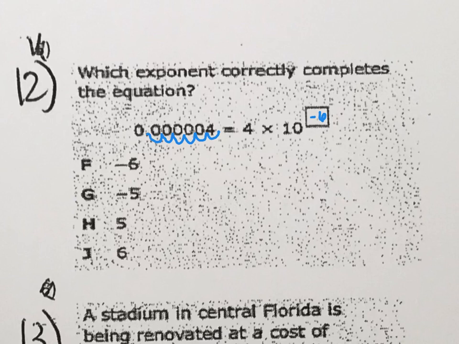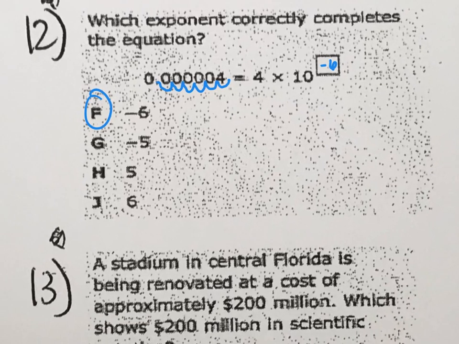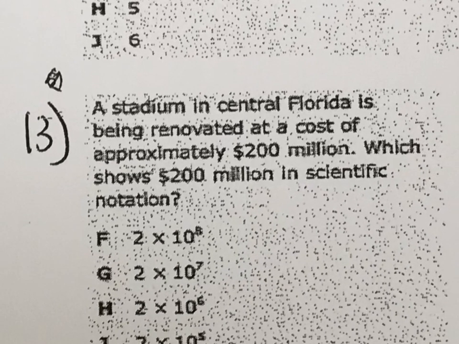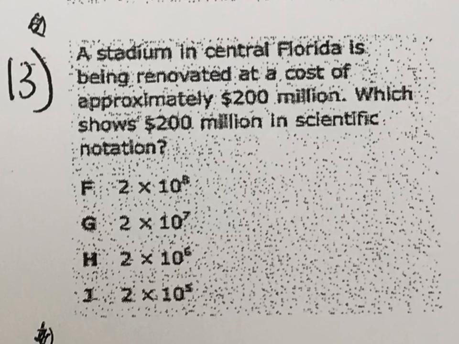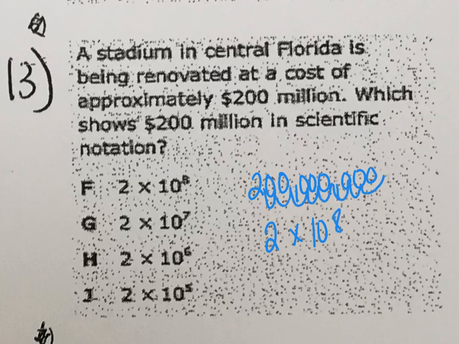And then we have number 13. A stadium in Central Florida is being renovated at the cost of approximately $200 million. Which shows $200 million in scientific notation? So we have $200 million. It's going to be 2 times 10 to the 1, 2, 3, 4, 5, 6, 7, 8, which is answer choice F.